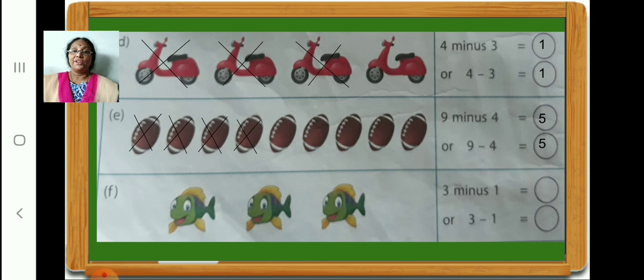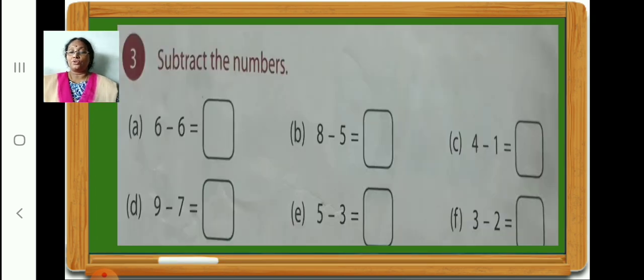Here we have to minus the smaller number 1. That is, we are going to cross 1 fish. 1. Now how many fishes are left? 2. Therefore, 3 minus 1 is equal to 2. Write 2 down also because 3 minus 1 is equal to 2. Now, let us go to question number 3.